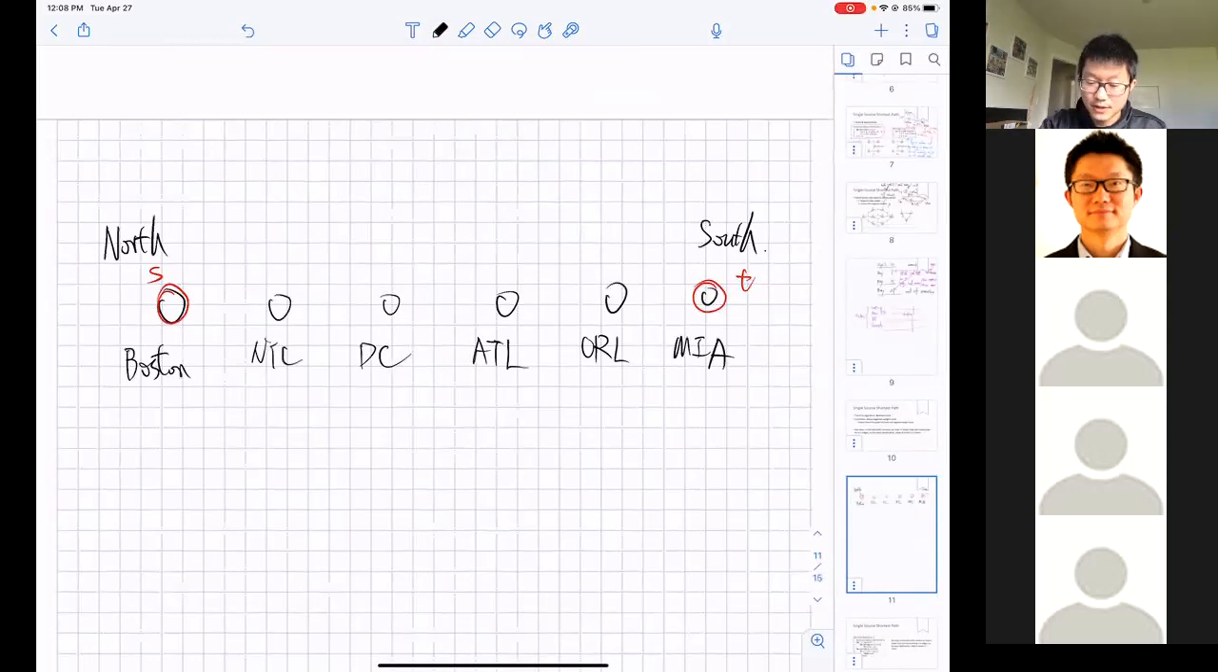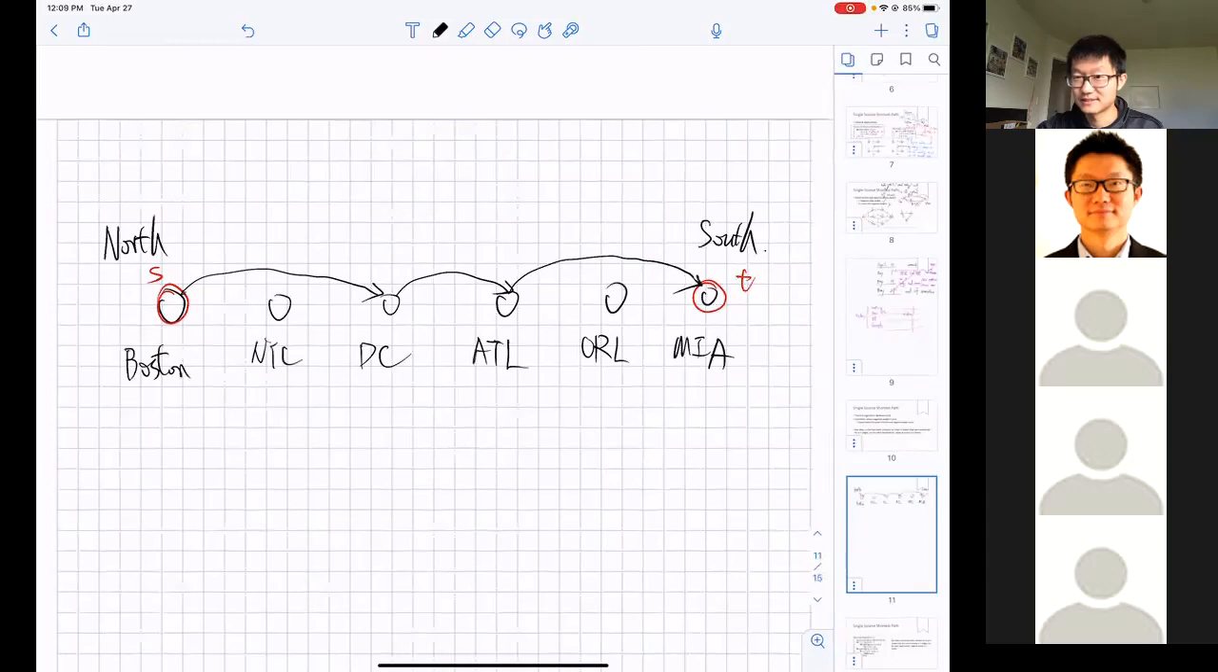So you may say, okay, how are you going to drive to Miami? You may say, okay, I will just go from Boston to DC directly. Suppose there is a road that connects Boston to DC directly, and then make a stop at Atlanta, and from Atlanta, I'm not going to make a detour at Orlando. I'm just going to drive directly to Miami, right? So is this a possible route?